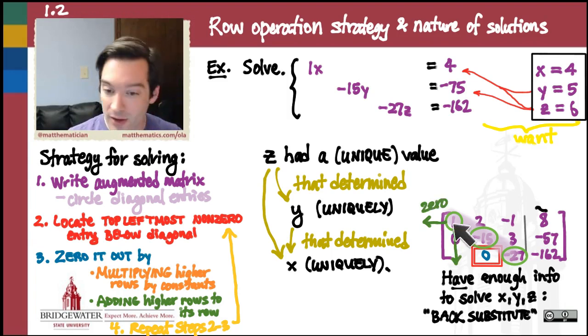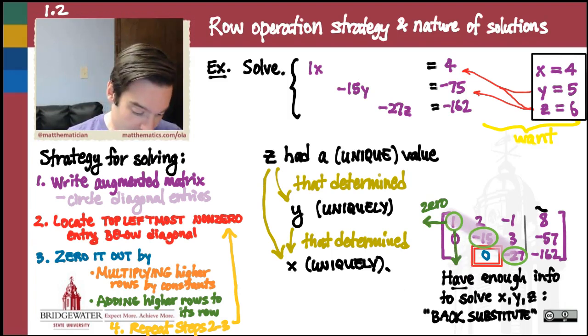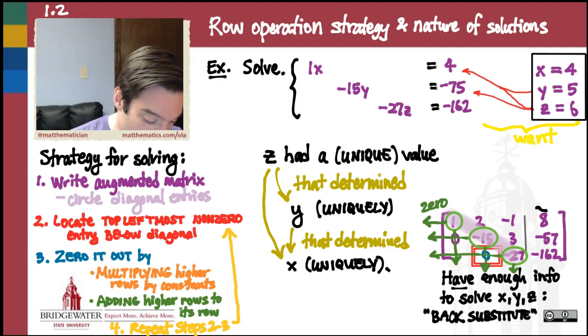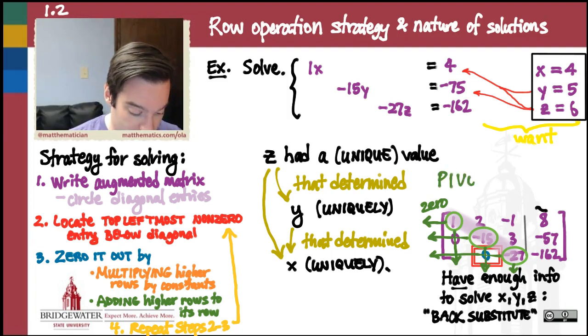So in the case of the 1, there's nothing to its left, and so that's trivial. But also everything below that 1 is equal to 0. The same is true with my -15. Everything to its left and underneath of it is equal to 0. And for my -27, everything to its left and underneath is all equal to 0. Those three positions are what we call pivot positions.